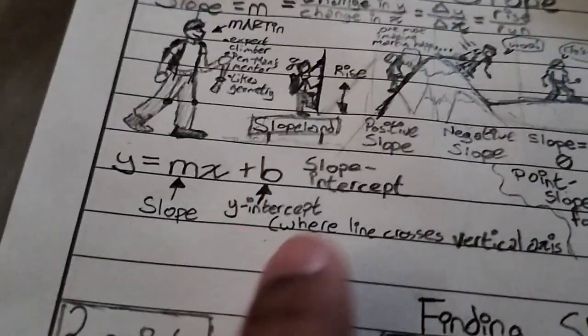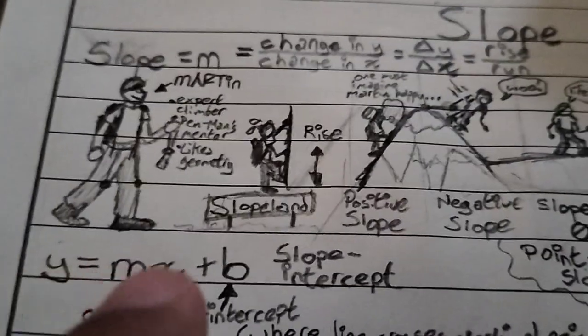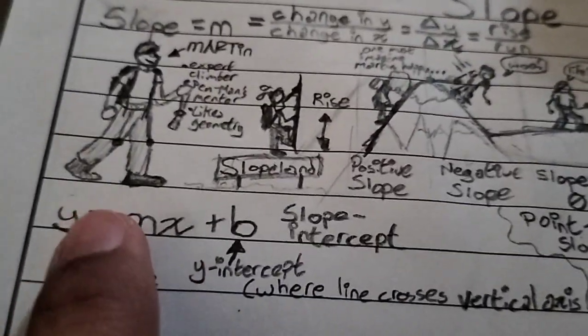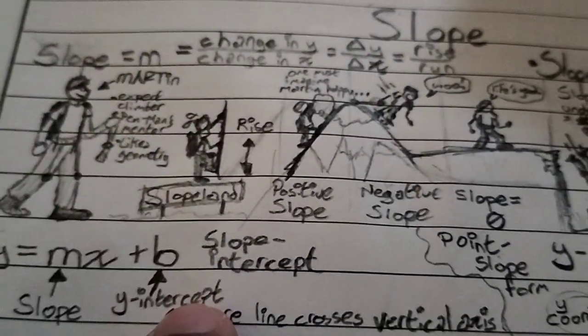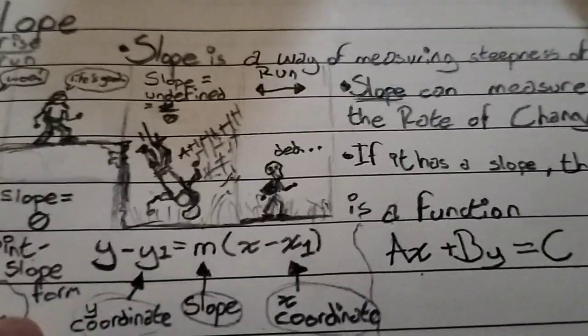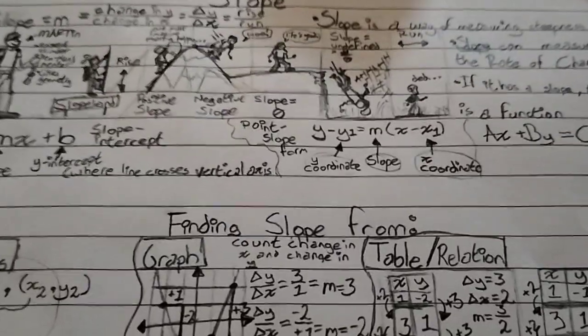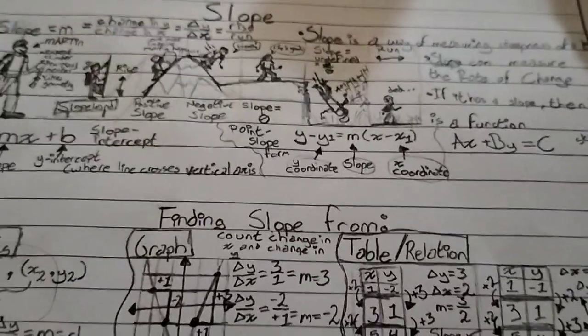Next type of equation I want to talk about is actually this first one. This one's called slope intercept, because you have to know the slope of your line and the y-intercept. That's why it's called slope intercept. And then you can convert that to point slope form. This one is based on if you know a point on your line and the slope of your line.